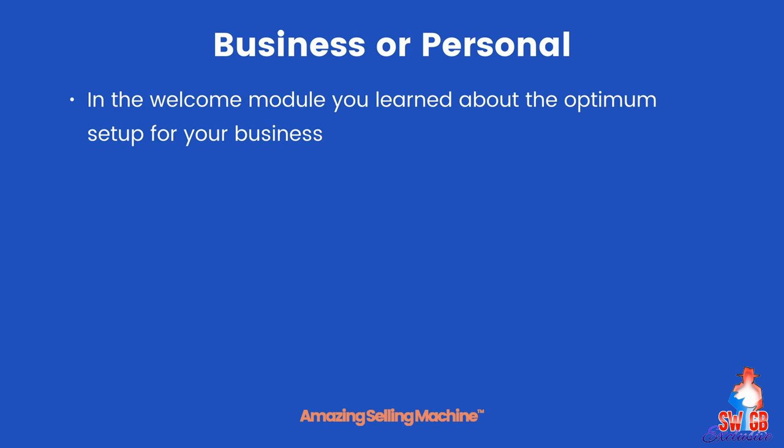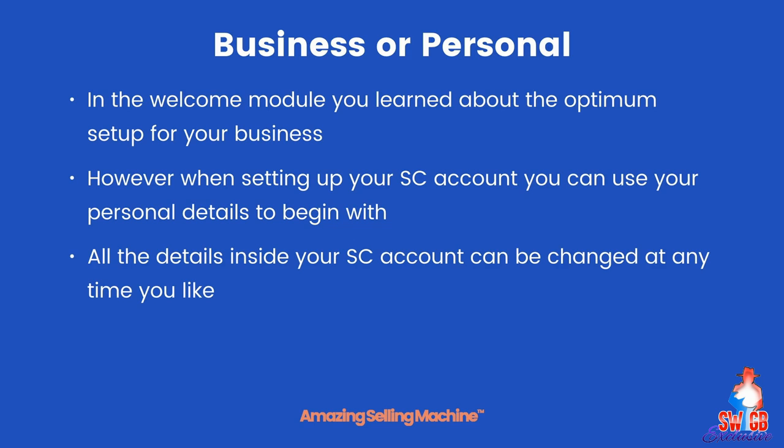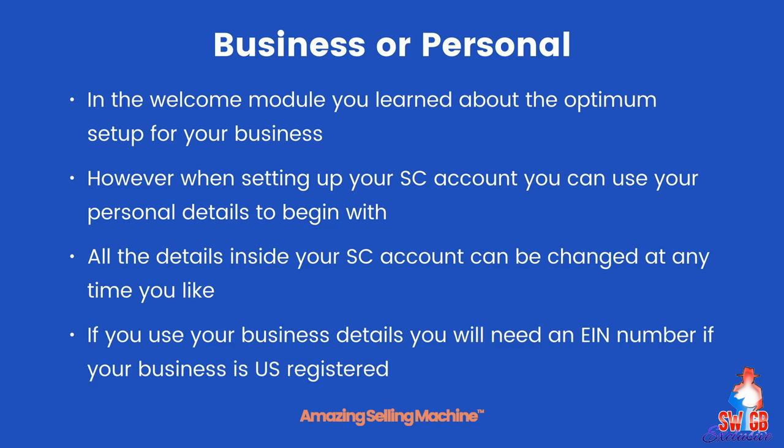So, business or personal? Well, in the welcome module, you learned about the optimum setup for your business. However, when setting up your Seller Central account, you can just use your personal details to begin with. All the details inside your Seller Central account can be changed at any time you like. So if you start with your personal name, you can always come back later once you've set up your business and change it to your business name. Now, if you use your business details, you will need an EIN number if your business is US registered.